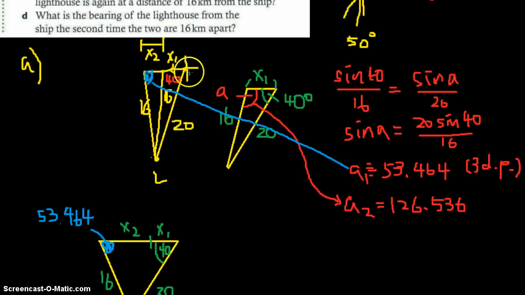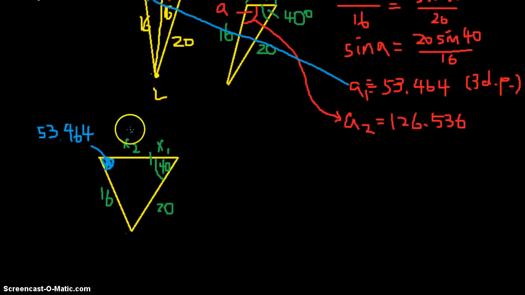And then go back to that 20. Okay, so we're talking about starting from this triangle here. So starting from here, go all the way down there, and this is the second time where the boat is 16 kilometers away from the lighthouse. The lighthouse is over here, and this is the 20. The 20 stays there. This 40 degrees stays there. The only difference is the distance, right?